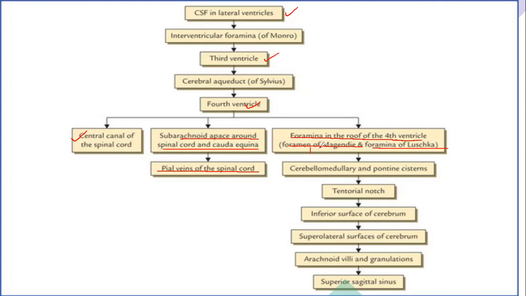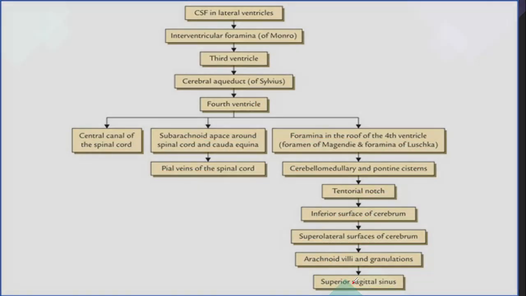From the foramen of Magendie, it will enter the cisterna magna, also known as the cerebellomedullary cistern. From the foramen of Luschka, it will enter the pontine cistern. Then from there, it will flow superiorly through the tentorial notch to reach the inferior surface of the cerebrum, then flow over the superolateral surfaces of the cerebrum to the arachnoid villi and granulations, where it will finally be drained into the superior sagittal sinus.